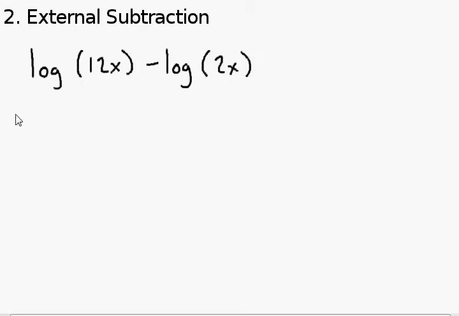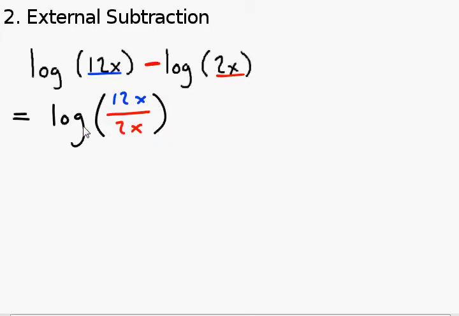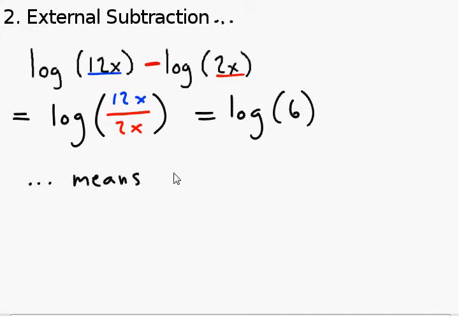Well, subtraction is the opposite of addition. When we had addition, we multiplied. The opposite of addition means we're going to do the opposite of multiplication. I'm going to take these two right here. 12x goes on top. And this has the negative sign right here. So 2x goes on the bottom. It's what's negative that ends up in the denominator of our new combined logarithm. And we can go ahead and combine this. You get the log of 6. So external subtraction means internal division.